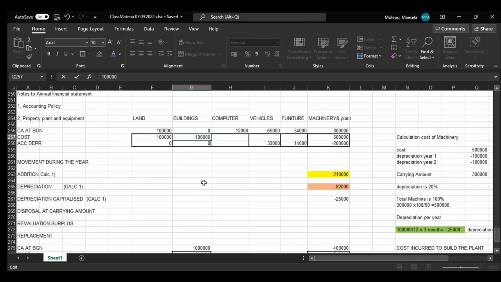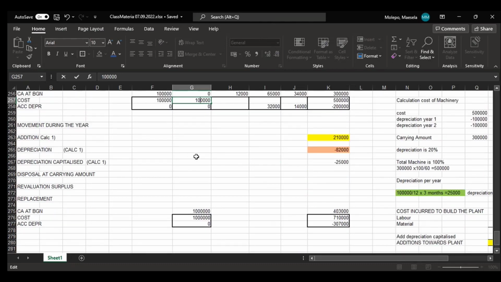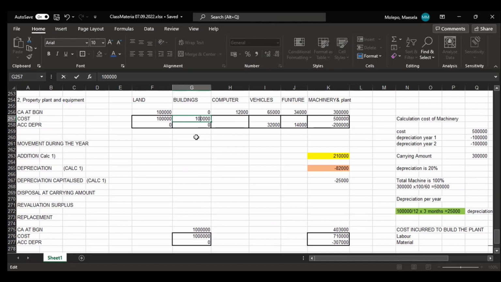You're going to say, I was having the building of 1 million in the beginning. I bought another one during the year or at the end of the year. Now my total balance at the end, when I'm presenting my statement of financial position, is now 2 million. Yes. Okay. So it means that the last building that I purchased, I need to put it under addition, even though the date states it's the end of that financial year. Yes, 100%. Okay, I understand.